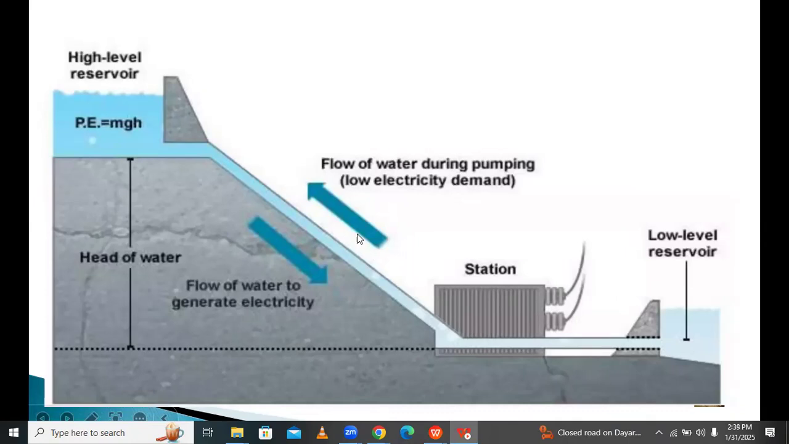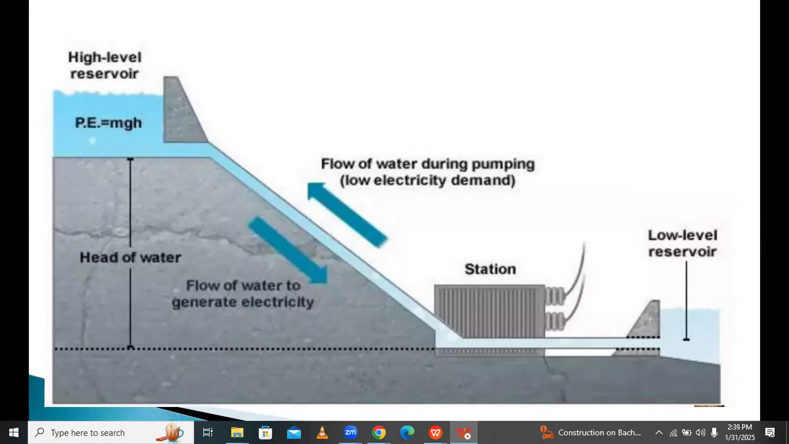So under heavy load condition, it can act as a generator. It can act as a source. The pumped hydro storage system acts as a source when the load on the grid is high. When the load on the grid is less, during nighttime or also winter season, the load on the system is very less. So at that condition, we have to take the power. The pumped hydro storage system takes the power from the grid, and whatever water is available in the lower level reservoir is pumped back to the high level reservoir.